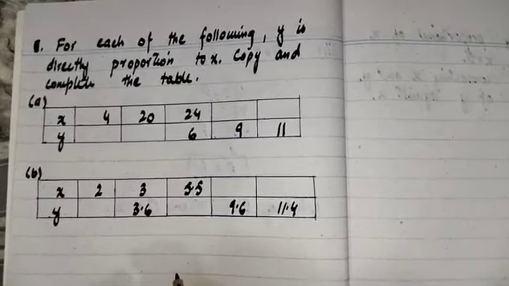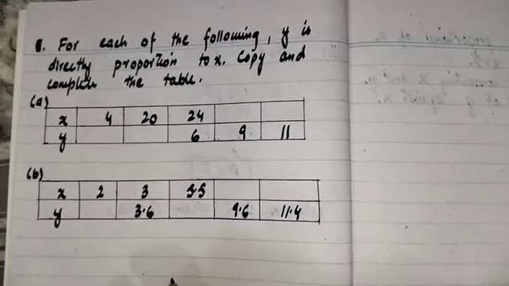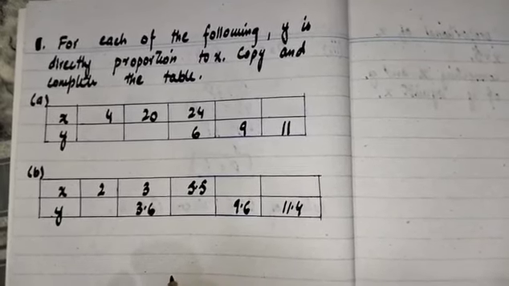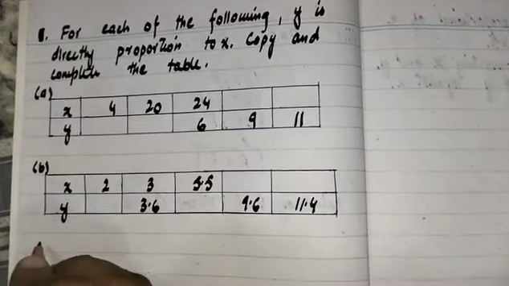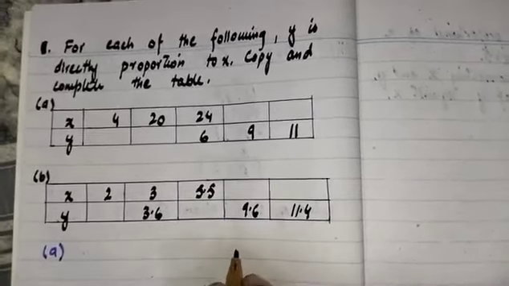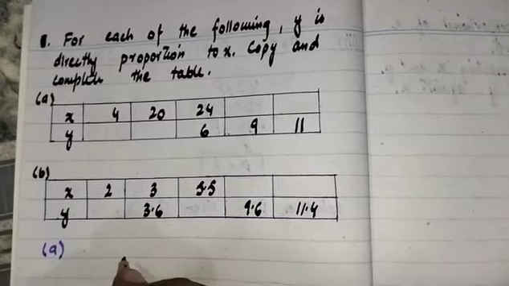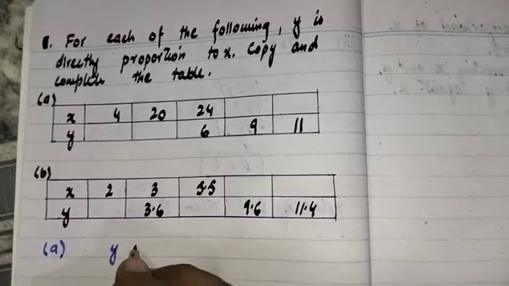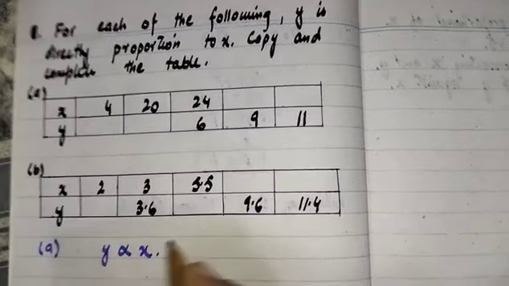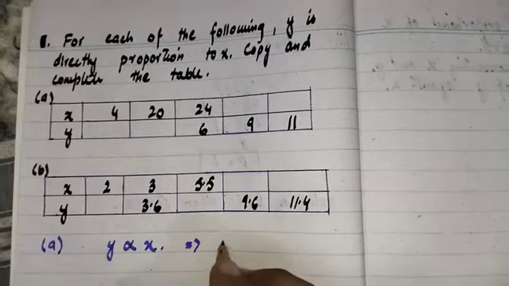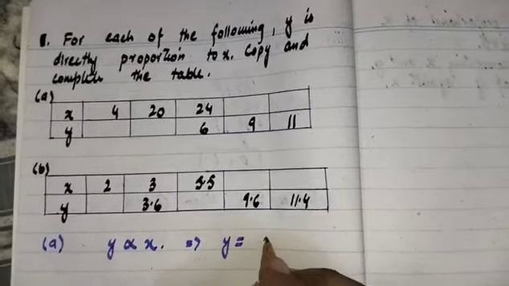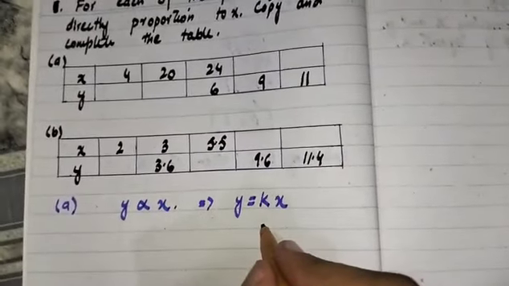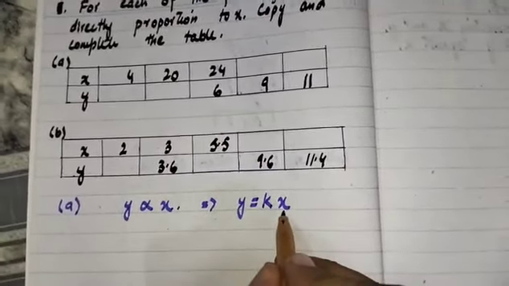Copy and complete the following table. We are given two tables in which two variables, x and y, are given in each table. They are saying that y is directly proportional to x for each table. Starting with part A, as y is directly proportional to x, according to the given information, it means that y must be equal to x multiplied by a constant k. So the equation for it is y = kx.